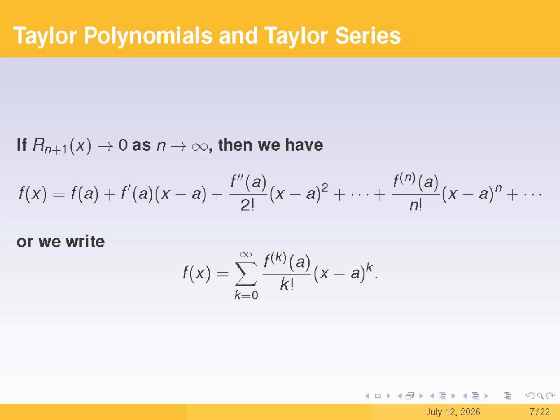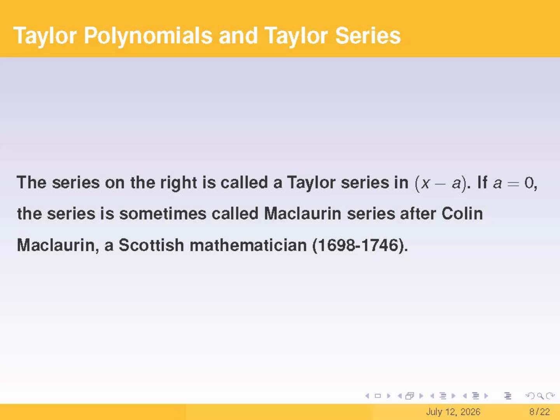When that happens, we can write the function f as a Taylor series, which is the expression right there on the screen. This Taylor series is expanded around point a because the whole thing is written in powers of x minus a. Now, when a equals 0, we give it a special name, the Maclaurin series. This is named after the Scottish mathematician Colin Maclaurin.